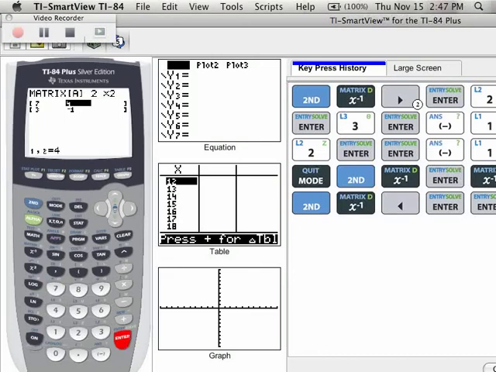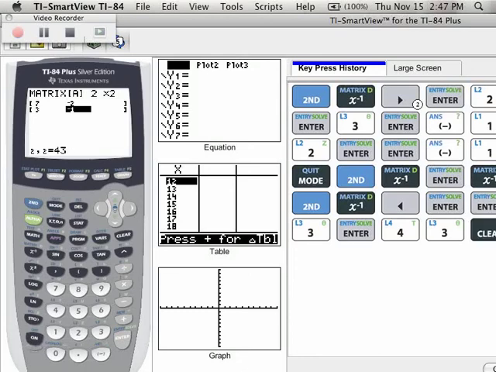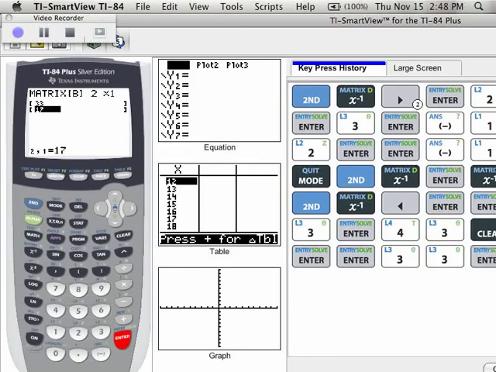And I have 7 and -2 and 3 and 4. And this is my A matrix. And then if I go back into matrices again, second x -1 button, go to edit. You always have to go to edit. This time we're going to edit the B matrix, which is still a 2 by 1 matrix. And these numbers are 33 and 19.